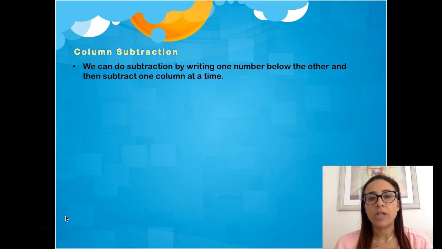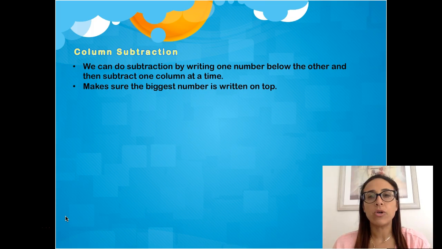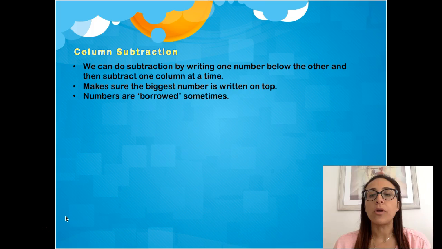We can do subtraction by writing one number below the other and then subtract one column at a time. Make sure the biggest number is written on top. Numbers are borrowed only sometimes.